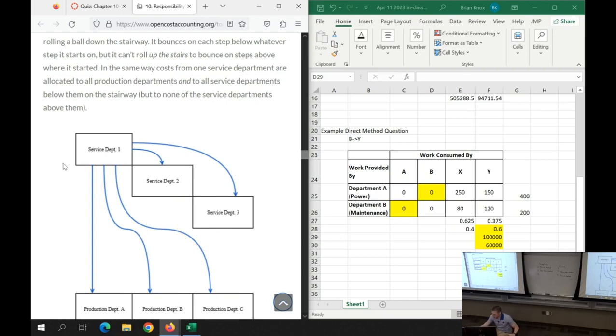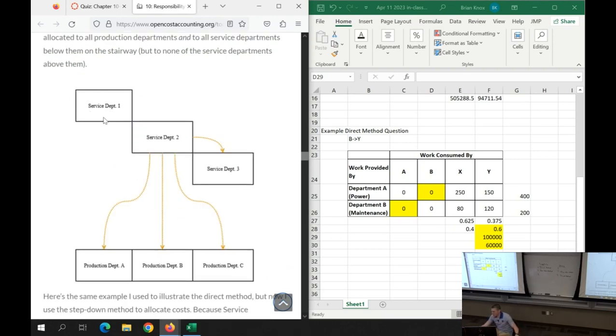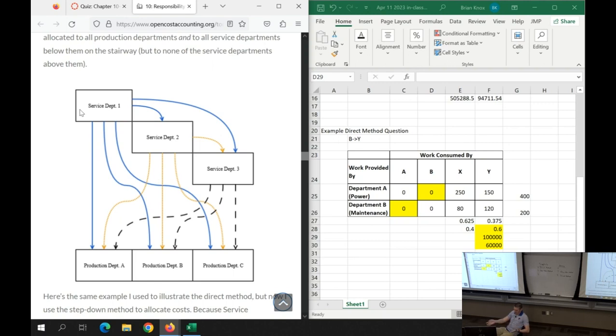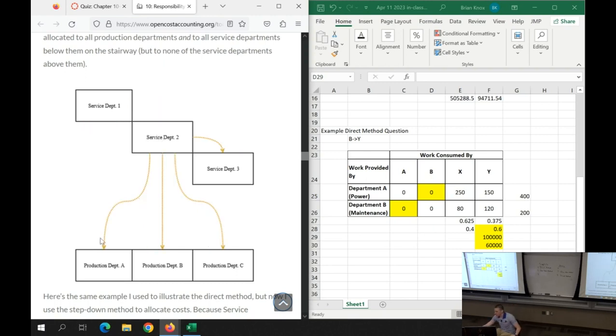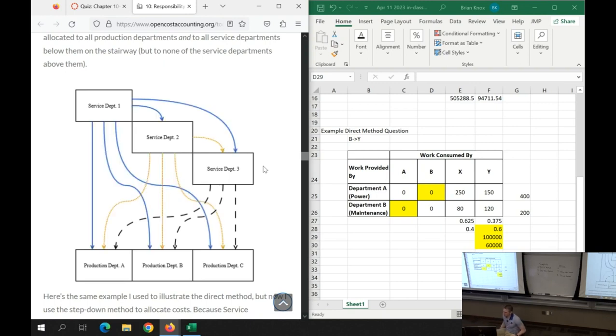So the illustration shows exactly what's happening. The first step you would take with the blue arrows, which will show up in a second again, service department 1 would allocate to all of the production departments, which happens in every case, every allocation, and always to production departments, and to the service departments that are downstep. Then service department 2 here allocates to the three production departments and the one service department that's downstep. And finally, the last service department allocates just to production departments.